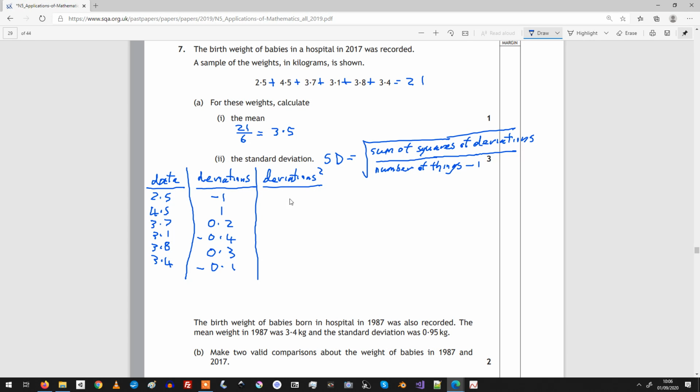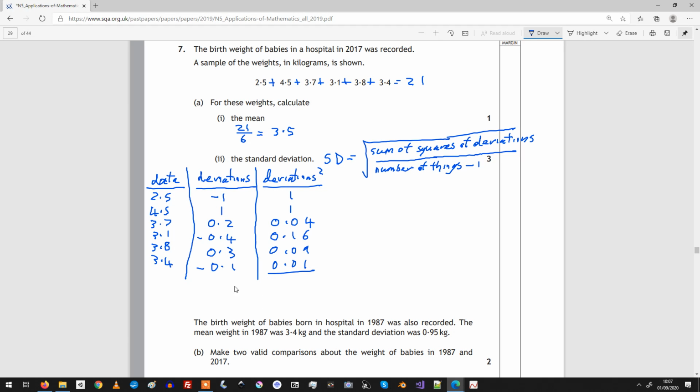-1 squared is 1, 1 squared is 1, 0.2 squared is 0.04. Don't worry about the minuses, because when you square things it's always going to be a positive answer. So that one is 0.16, 0.09 and 0.01.